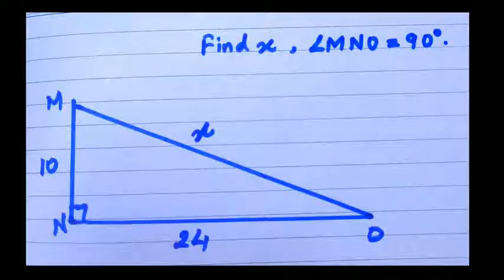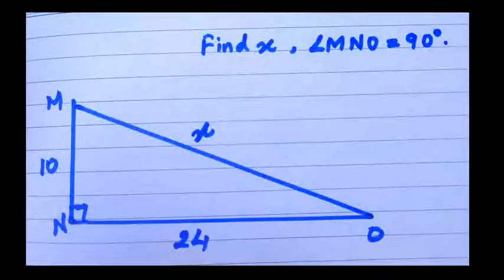Just as we saw in the last problem, similarly here again we are going to use the Pythagoras theorem. But here the difference is we have to find the hypotenuse. Therefore, hypotenuse square equals one side square plus the other side square. Therefore, x square equals 10 square plus 24 square. Now 10 square is 100 and 24 square is 576. So x square equals 100 plus 576, which gives us 676.